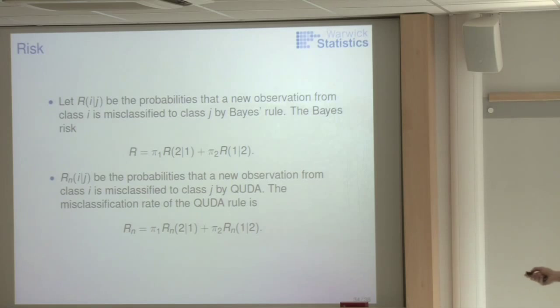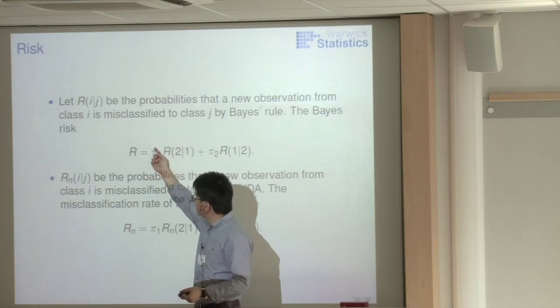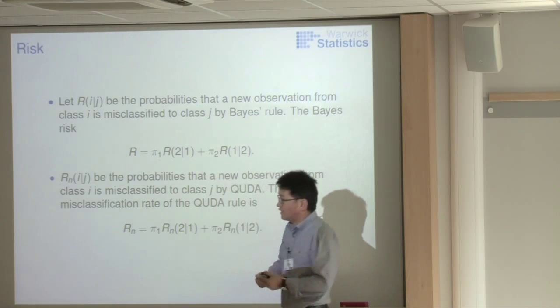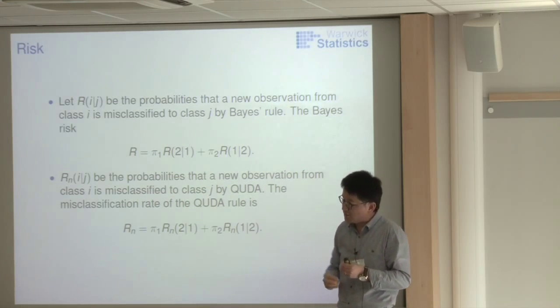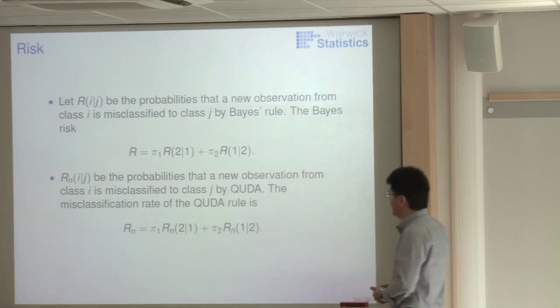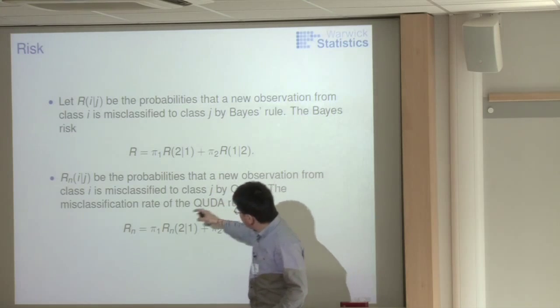Misclassification happens if you classify an observation from the blue class to the red class, or from the red class to the blue class. Mathematically speaking, if you have an observation from the red class and you classify it to the blue class, then you have a probability like this. Or it comes from the blue class but you classify it to the red class. This is a theoretical Bayes risk, which you can calculate if you know the probability density function of the two classes.